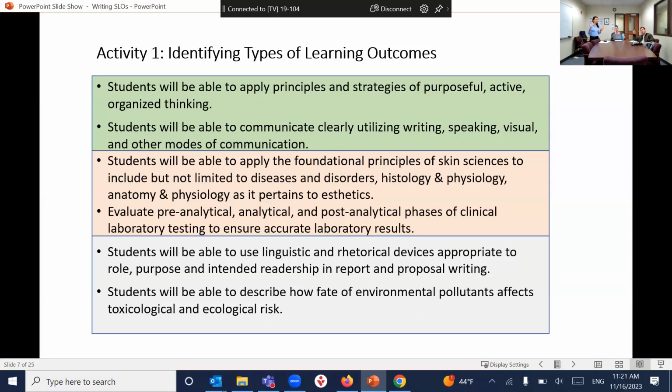Course learning outcomes, I see the bottom one now looks like course, because course, it's more specific. Exactly. Yeah, the environmental pollutants affects toxicology.